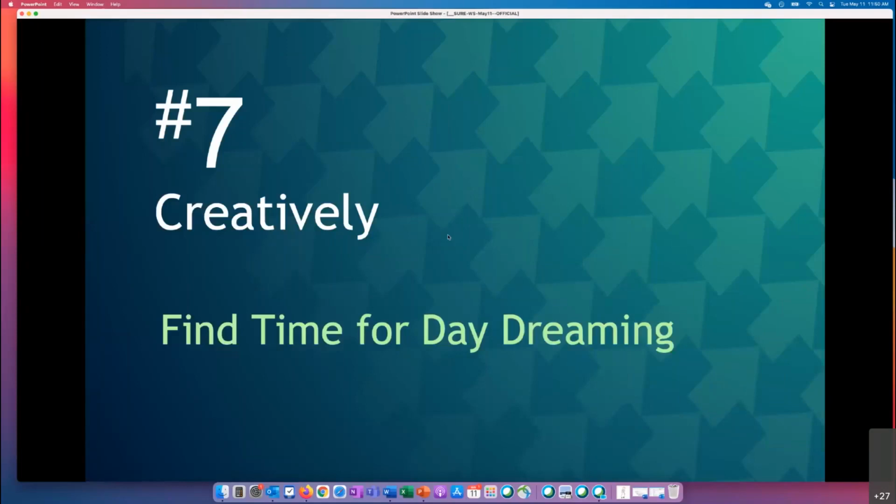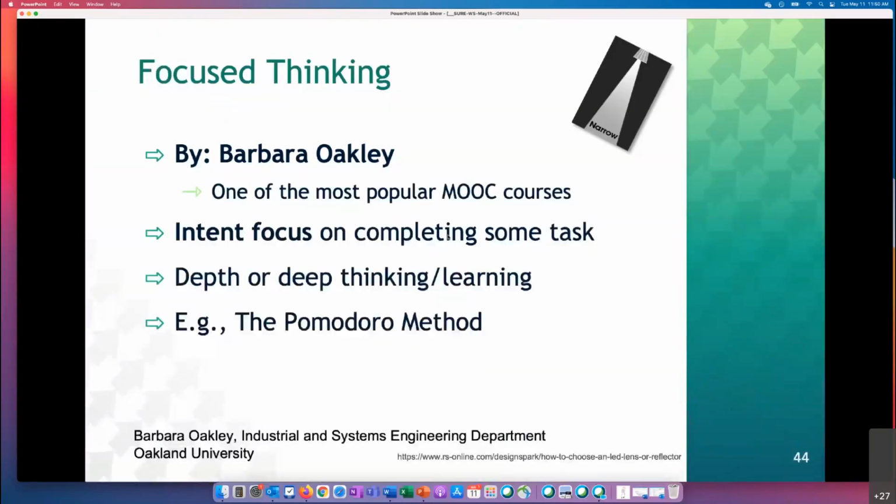I've got 2 more areas, so I'm going to continue on and we can see questions later. Finding time for daydreaming helps with creativity and with learning. Barbara Oakley, a fairly well renowned researcher in learning, talked about 2 different ways of thinking. One is focused, where you're fixated and concentrating on accomplishing a task. It's kind of a deep versus breadth approach.